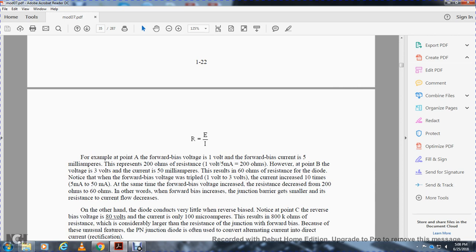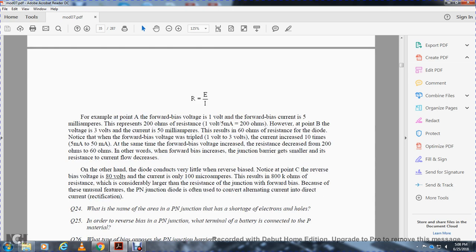However, at point B, the voltage is 3 volts and the current is 50 milliamps. The result is 60 ohms of resistance in the diode. Notice the forward bias voltage triples from 1 to 3 volts, and the current increases 10 times, from 5 milliamps to 50 milliamps. At the same time, as the forward bias voltage increases, the resistance decreases from 200 ohms to 60 ohms. In other words, as the forward bias increases, the junction barrier gets smaller and the resistance to current flow decreases.